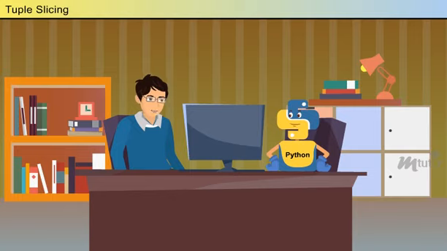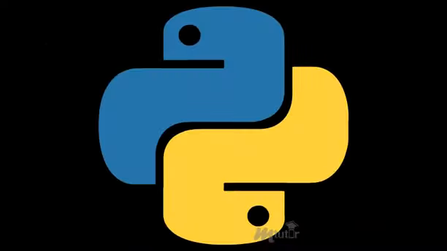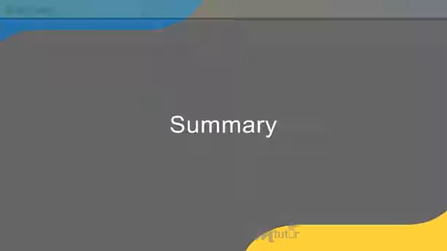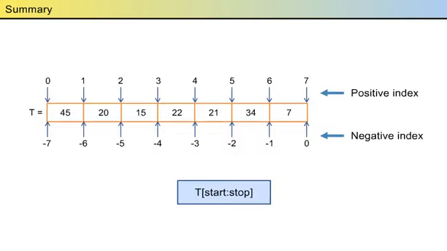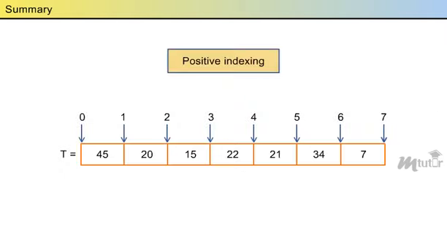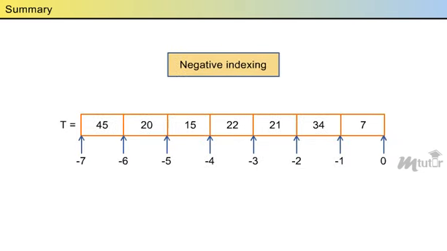Let me summarize what we learned today. Summary. Tuple slicing is used to extract a range of items in a tuple. This can be done by using the simple slicing operator, colon. You can use indexes of tuple elements to create tuple slices as per the format shown on the screen. Positive indexing means ordering the items from the first position until the last. Negative indexing means ordering the items from the last position to the first.